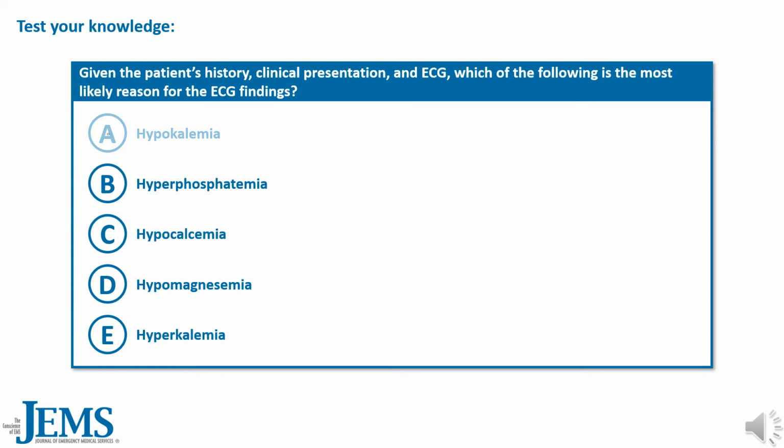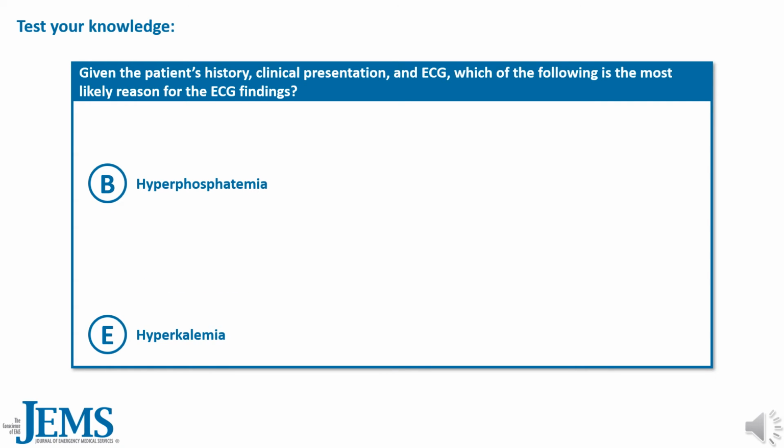It's not A, hypokalemia. It's not C, hypocalcemia. It's not D, hypomagnesemia. And it's not B, hyperphosphatemia. The correct answer is E, hyperkalemia.